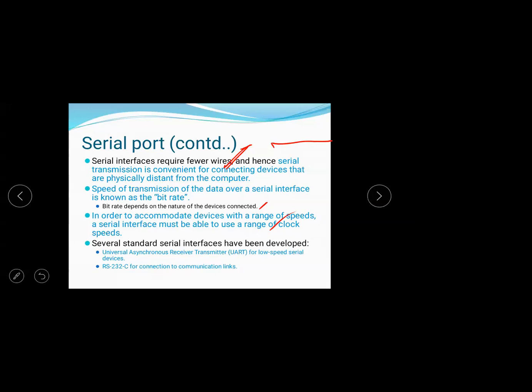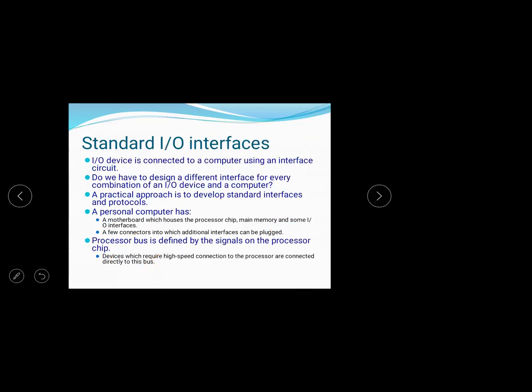Okay. Several standard serial interfaces have been developed. UART, which is Universal Asynchronous Receiver Transmitter, for low speed serial devices, and RS-232 cable for connection of communication links. There are several standard serial interfaces.